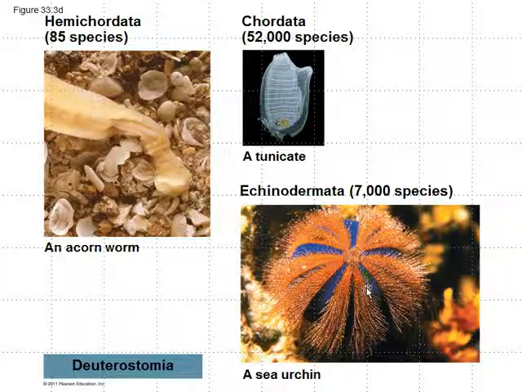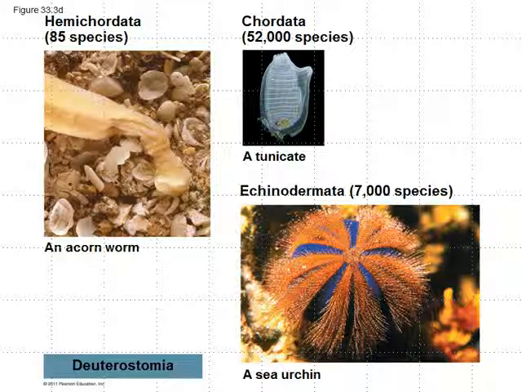The deuterostomes would be more similar to us because the blastopore developed as the anus first, and then the mouth developed later in embryological development. So again, we're not going to be able to go into much detail on all of these guys, but we will try to hit some of the major categories and discuss some of the major differences and some of the things that make them alike.